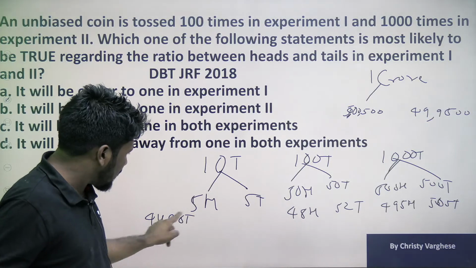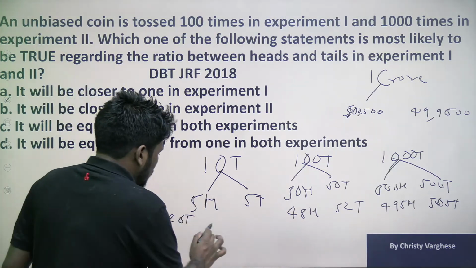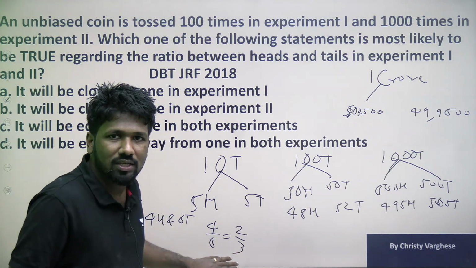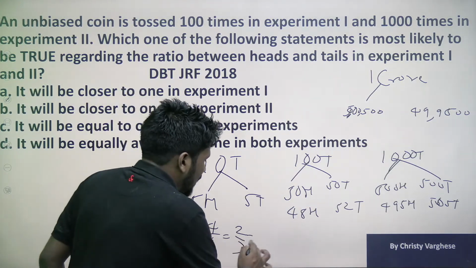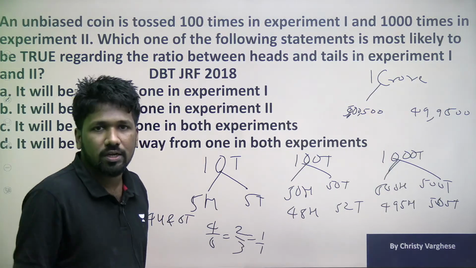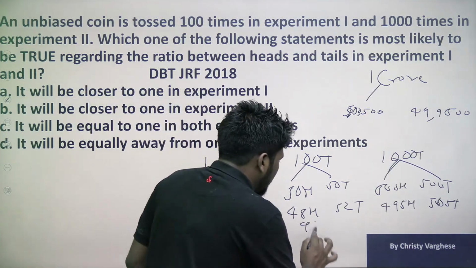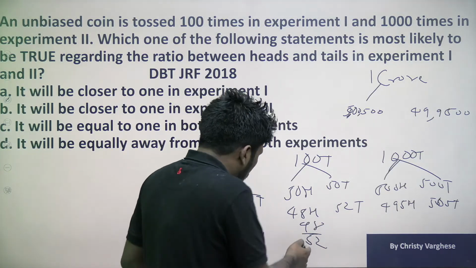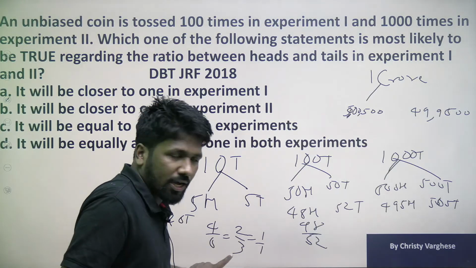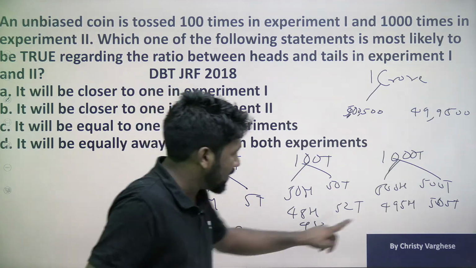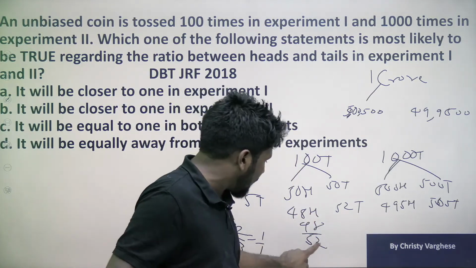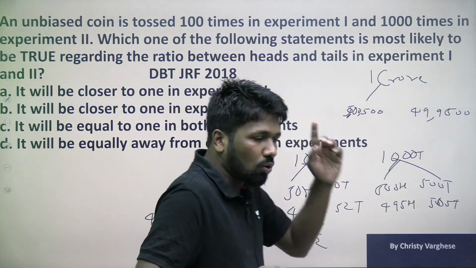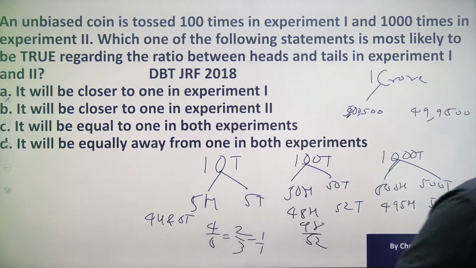Even if one head goes down and one tail goes up, the ratio will be 4 by 6. 4 by 6 is 2 by 3, much away from 1. Are you understanding? Much away from the 1 by 1 ratio we ideally want. But here if it is 48 by 52, mathematically speaking, still that ratio is more closer to 1 by 1 compared to this 2 by 3. And this one will be more closer to 1 compared to this and all other smaller numbers of trials. So that is the logic.